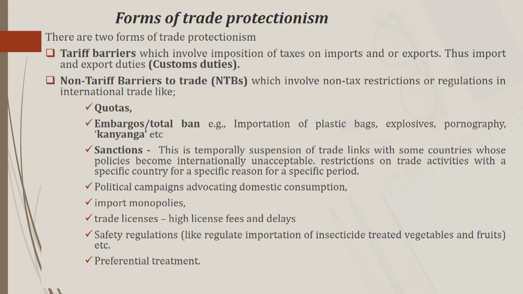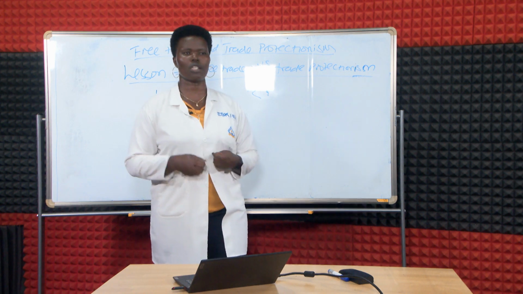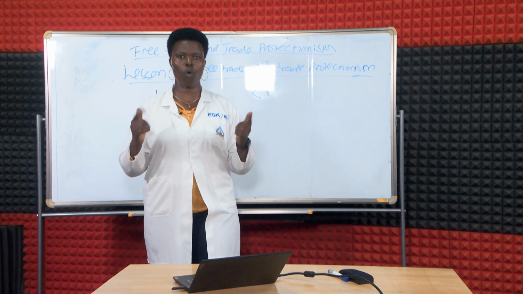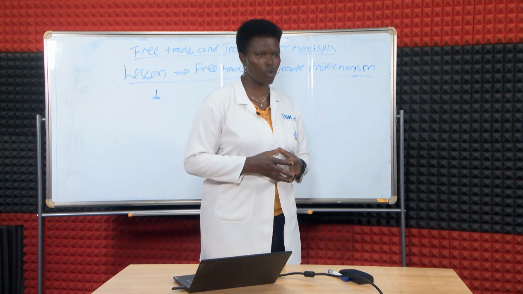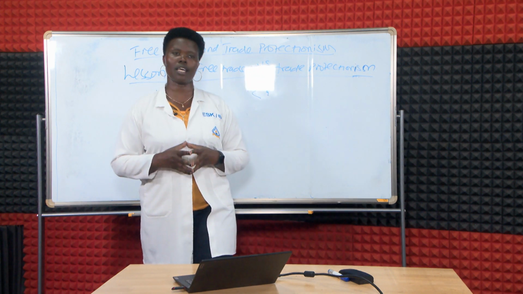Now let's see trade protectionism, how it works actually. We have said trade protectionism involves the different forms that the government imposes to restrict the flow of goods and services across the borders. The aim is to control the flow of goods and services across the boundaries of a country, since we are involving different other countries.